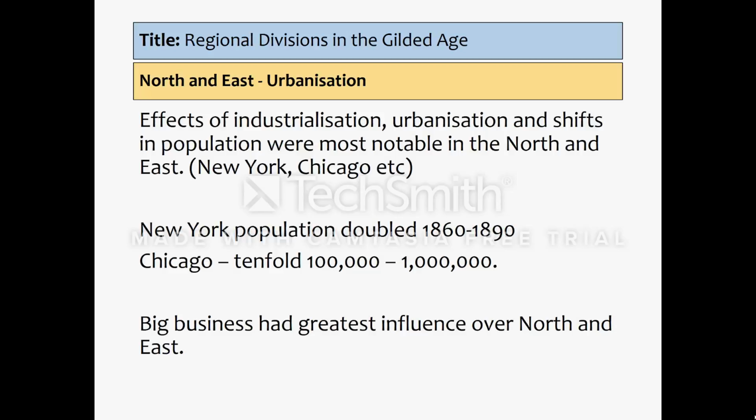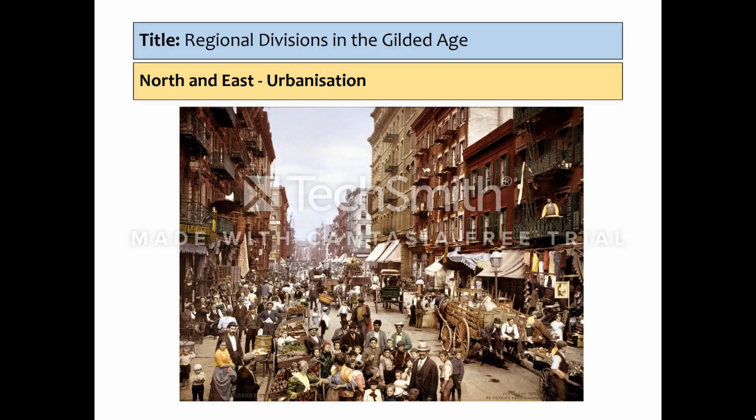So effects of industrialization, urbanization and shifts in population were really notable in the north and the east, New York, Chicago, etc. New York's population doubled from 1860 to 1890. Chicago grew tenfold, 100,000 to a million. Big business had its greatest influence over the north and the east. And really, when we talk about political corruption, that's where the majority of it occurs, and that's where a lot of the politicians change hands. We're going to look at whether that does affect social tensions.